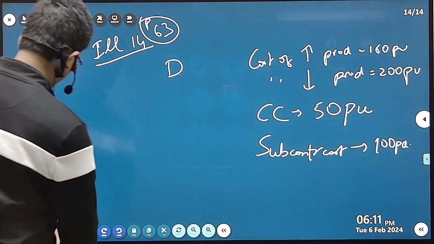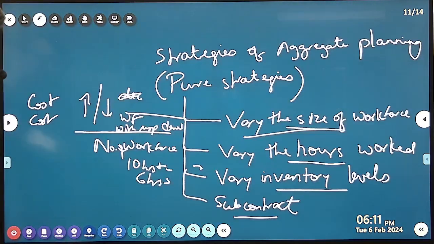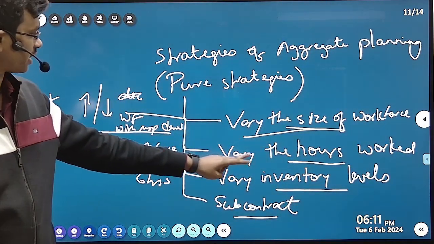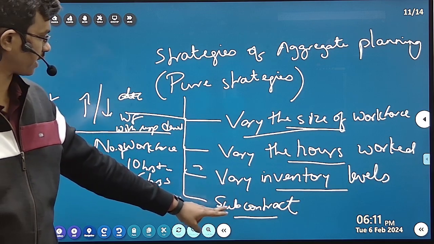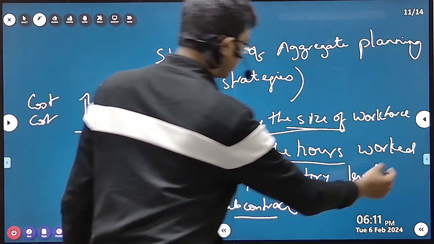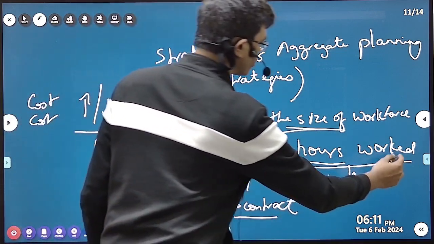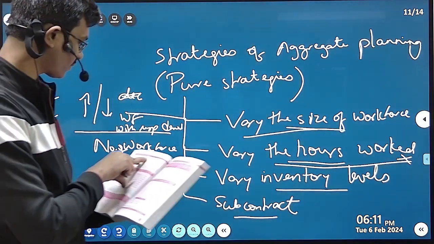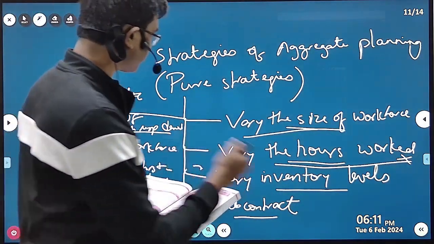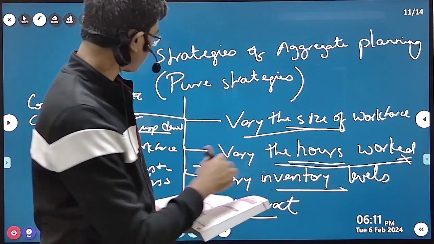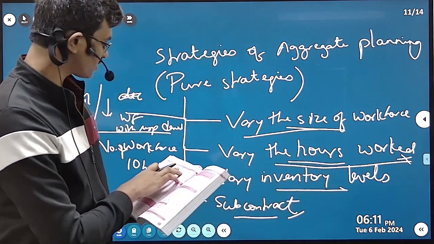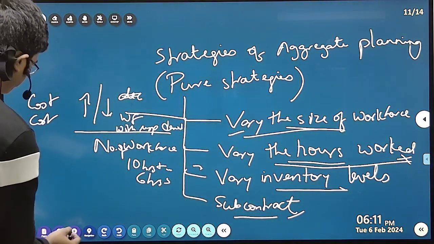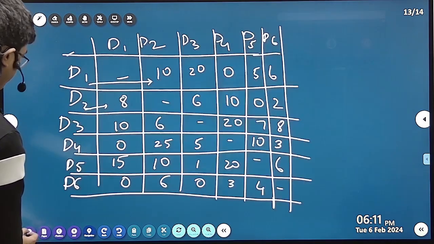So we know what our pure strategy is, right? These four are our pure strategies. Vary the size of the workforce, vary the hours worked, inventory levels, and subcontracting. Okay. So he has not given any hours worked data, right? So this is not given in the problem. He has given us carrying cost for the inventory. He has given us subcontract cost, and he has given us the cost for increase and decrease of production. So that is increase and decrease of your workforce. Okay. So let us proceed with solving the problem.